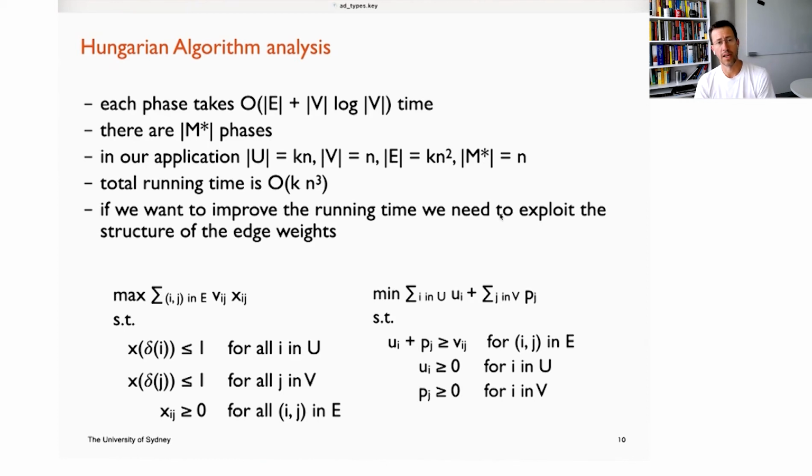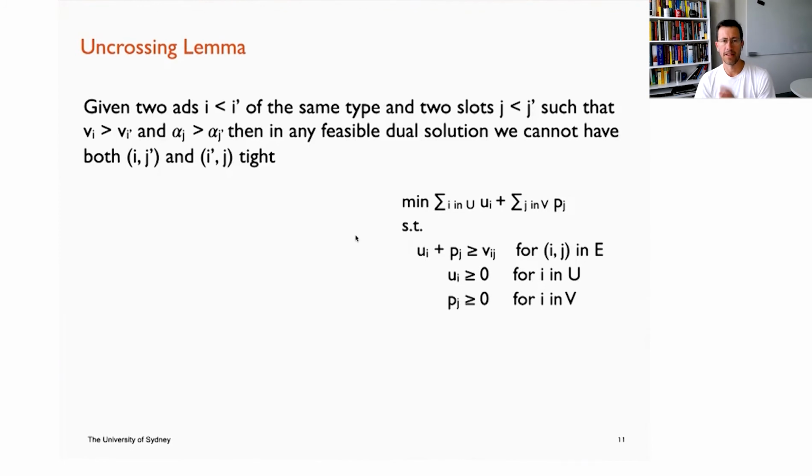Right. So if we want to improve this running time, then we need to maybe use a different algorithm, or at least use the structure of the edge weights, which in our case, there's a lot of structure out there. So for example, if we only have one ad type, then a simple greedy algorithm solves this problem optimally. That's not the case here. The different ad types complicate things, but there's still a lot of structure that we can use, and that's what we try to do. And this is the key insight that we had for solving this problem.